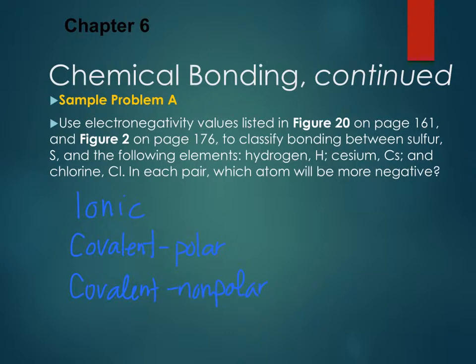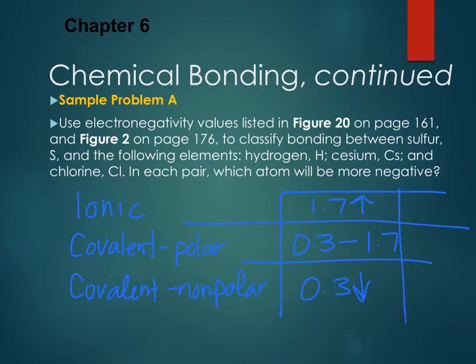And you can decide these characteristics by looking at the electronegativity differences. So sometimes we will give you a chart of electronegativities, and if the differences are less than 0.3, then it is covalent nonpolar. If it is 0.3 to 1.7, it's covalent polar, and if it's larger than 1.7, then it is considered to be an ionic bond.